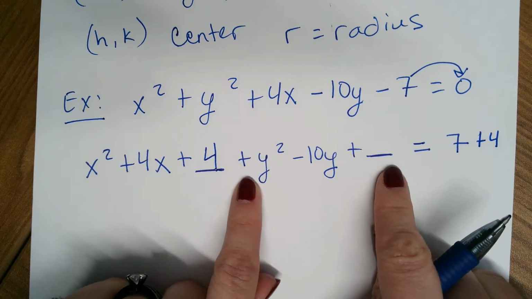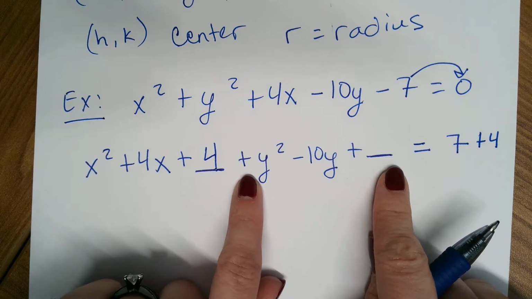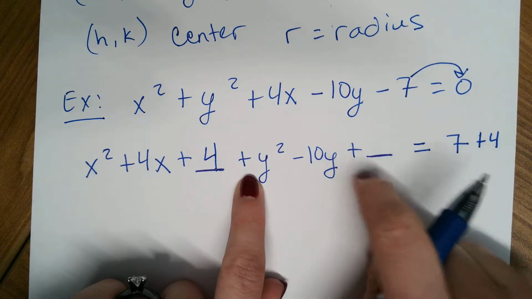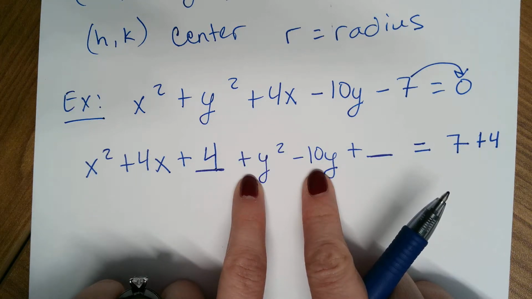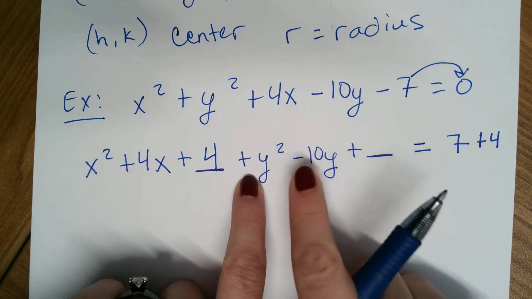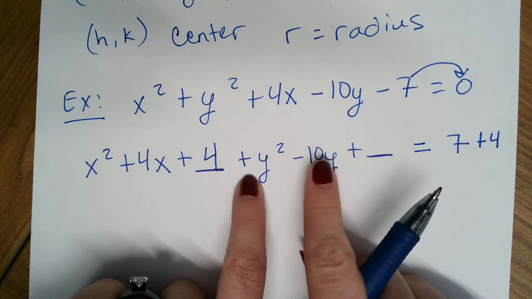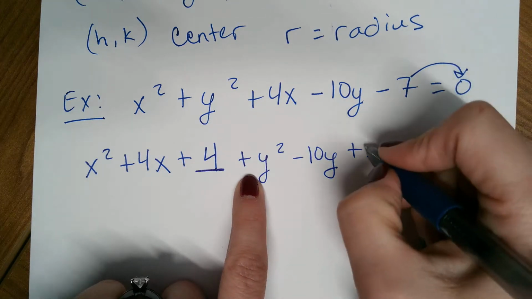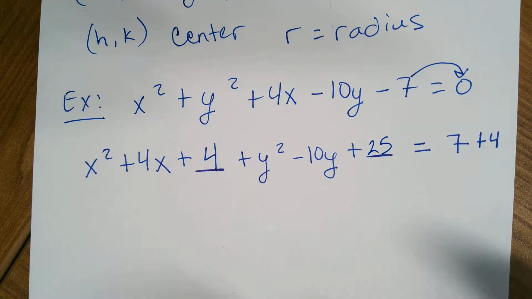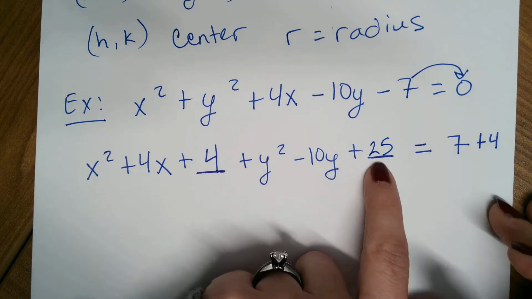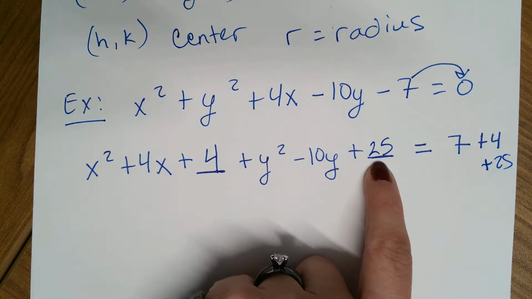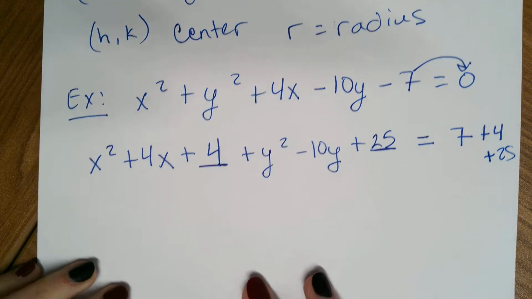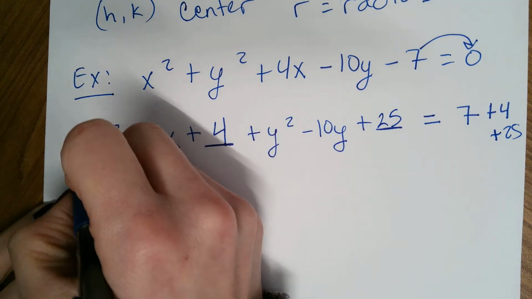And now I'll do the same thing with the y's. I need to make this a perfect square trinomial. So the missing c value is half the b value, so half of negative 10, which is negative 5, and then negative 5 squared. So you take the middle number, half it, and square it. So I get negative 5 squared, which is 25. So if I add 25 to the left, I have to squeeze in a 25 on the right-hand side. And now we're going to simplify.